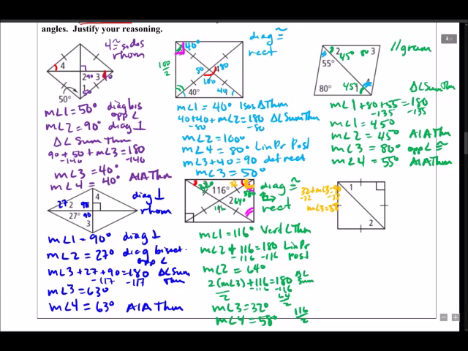All right, what have we got going on here? We have 4 congruent sides. That's rhombus. And I've got right angles. That's rectangle. Rectangle plus rhombus. We have a square on our hands here.